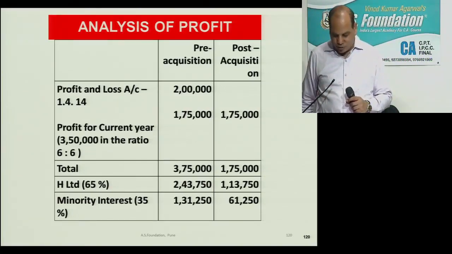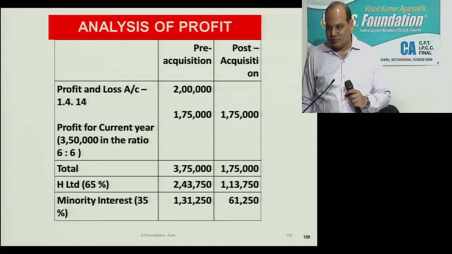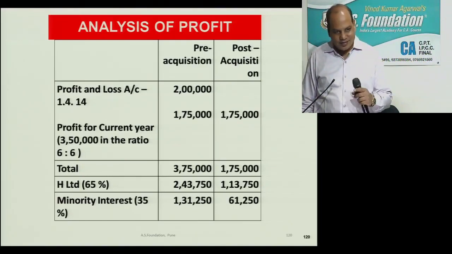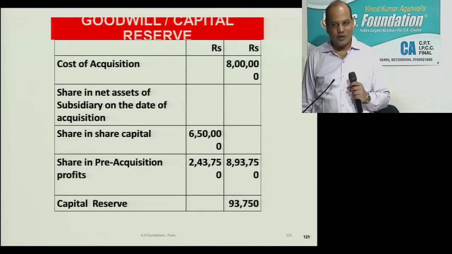Now you tell me goodwill or capital reserve. One working note, I will give you the chance. Goodwill or capital reserve, 30 seconds. Quickly, start. Capital reserve? Is it capital reserve? How much? Is it 93,750? Who got 93,750 capital reserve right? Anybody? One. Yes, you, January, you got it right.